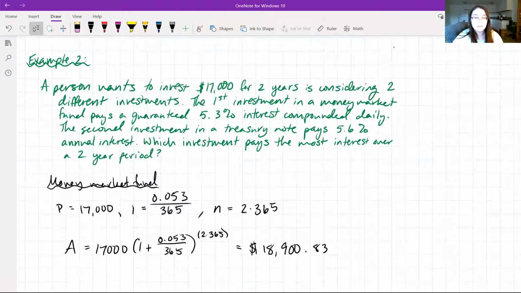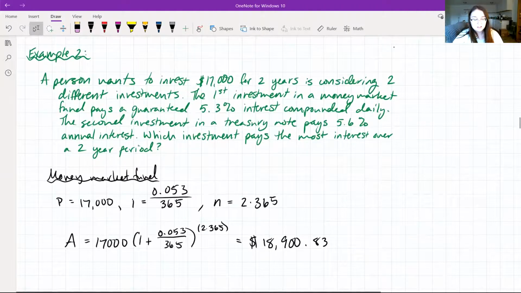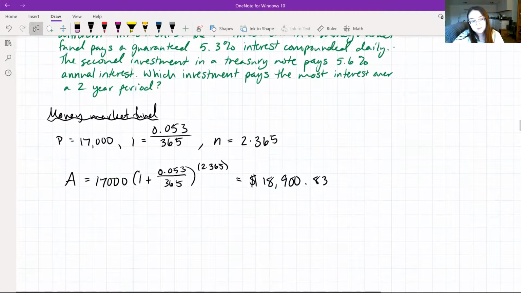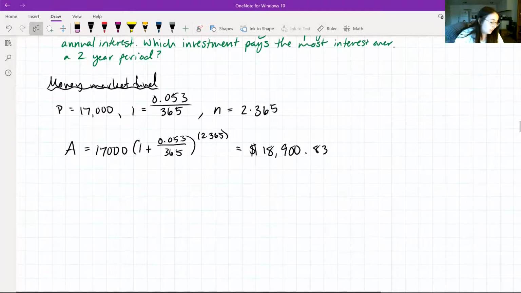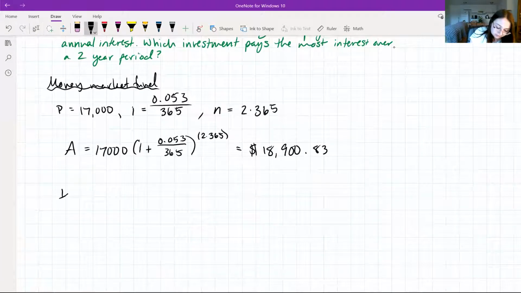So now we found the future value, but what we're trying to compare is which investment is going to pay the most interest over a 2-year period. So we found the future value, but this doesn't really tell us how much interest we paid. But we know our original value was 17,000, and our future value is going to end up being $18,900.83.